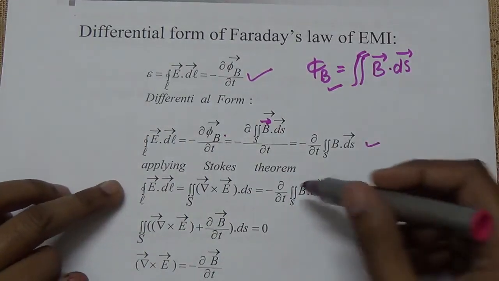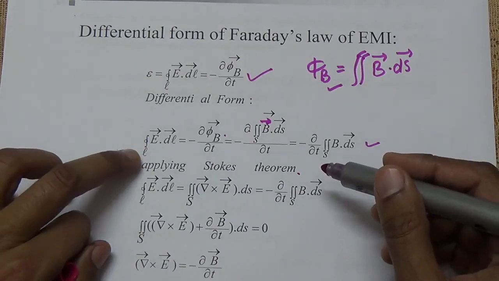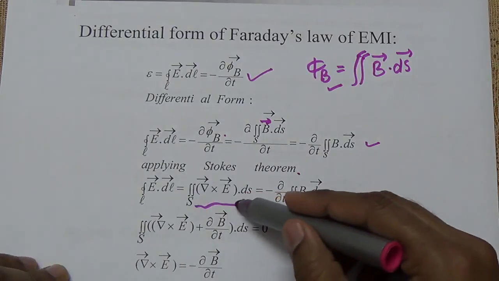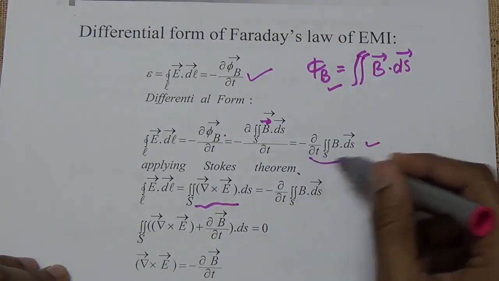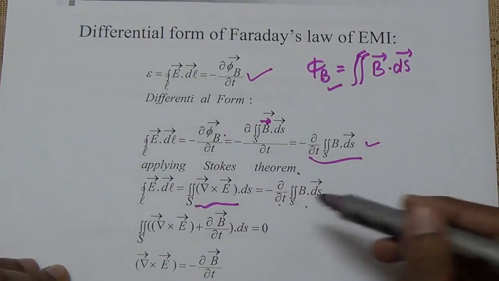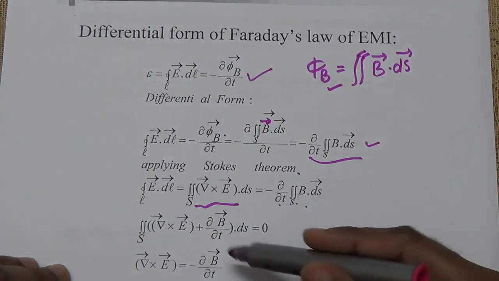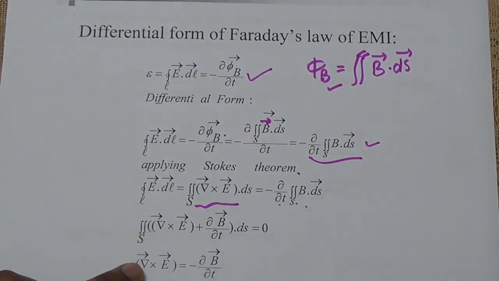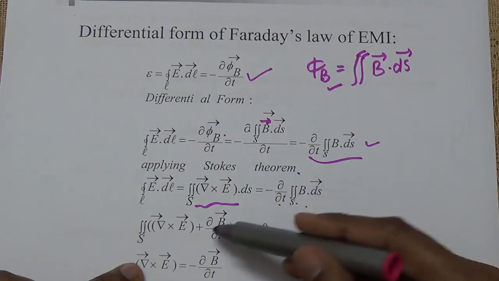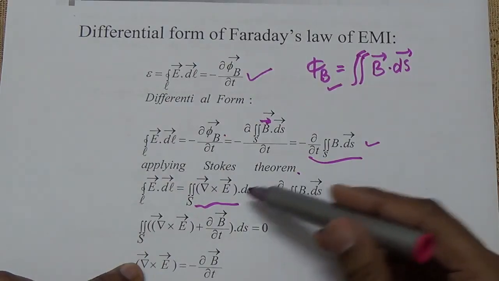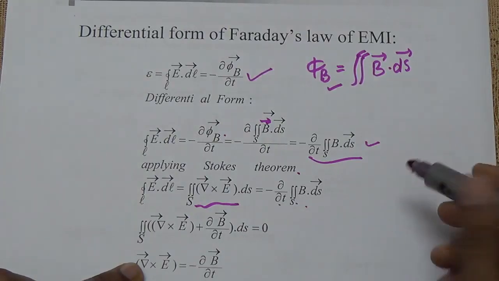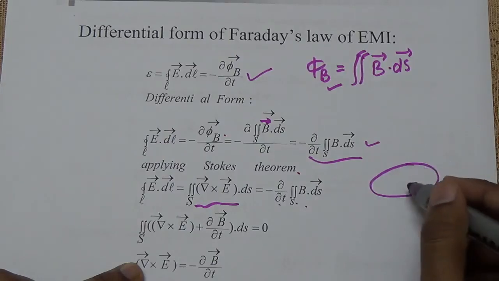Now apply Stokes theorem to the left hand side. This closed path integral E dot dl becomes the open surface integral of del cross E dot ds, and on the right hand side the vector is minus del B upon del t. Now on both sides you are observing an open surface integral, so both are comparable and you can write it this way: del cross E, plus, since the minus sign becomes plus when you bring the right hand side to the left, del B upon del t, dot ds is equal to 0.